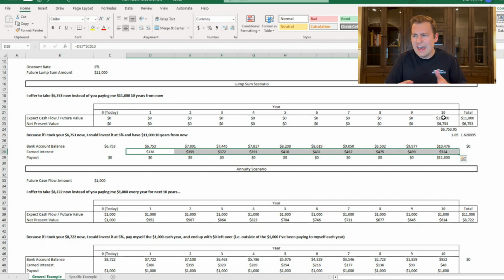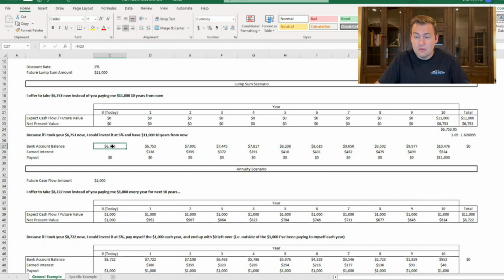And that is why $11,000 in the future is worth $6,753 today with a discount rate of 5%. It's because we could take that money today, that $6,700, and invest it at 5%, and have $11,000 in the future. Either way, we're happy. If you were to say we could have $8,000 today, we would take that because we'd be able to have even more than $11,000 in the future.